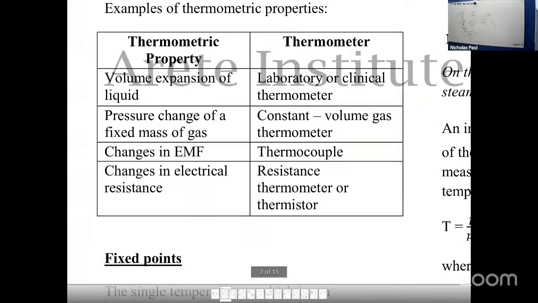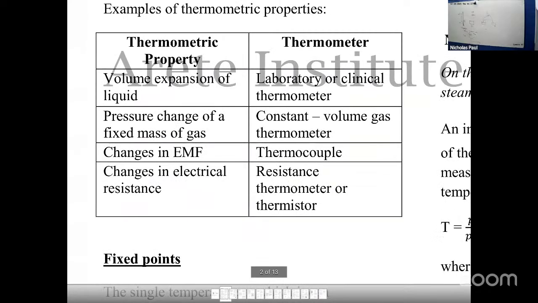Examples of thermometric properties: volume expansion of a liquid. That's the one we use in the laboratory or clinical thermometer. The next one is the constant volume gas thermometer, where you keep the volume constant, you vary pressure, and you read your temperature. Whose law is that? Volume constant, you're varying pressure, and you're reading off temperature.